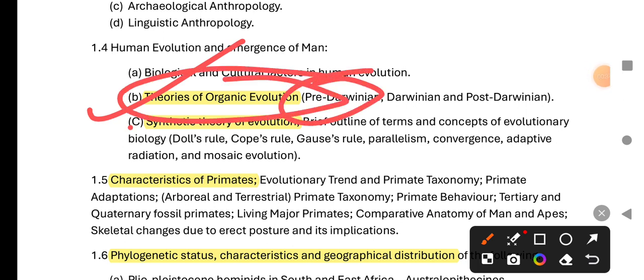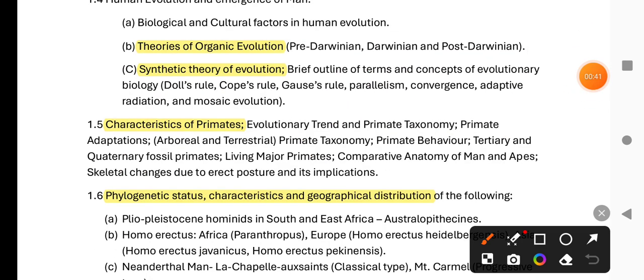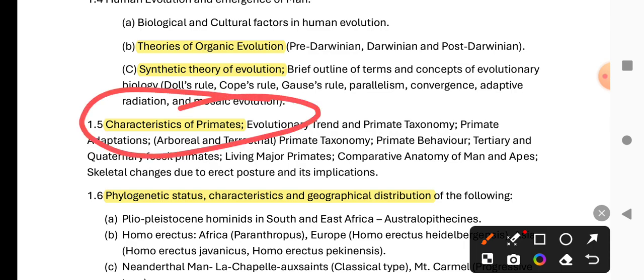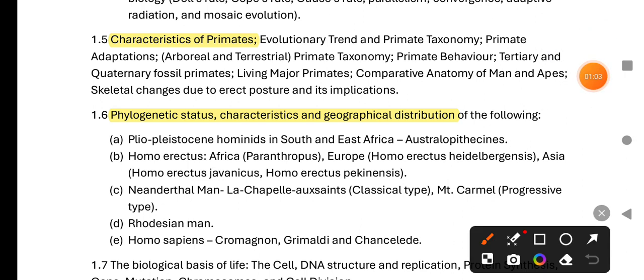evolution, that is pre-Darwinian, Darwinian and post-Darwinian. That means what Lamarck and Charles Darwin gave: the concept of the theory of evolution, natural selection as well as variation, and use and disuse of the Lamarckian theory. Okay, and then we will move to characteristics of primates and how primates evolved and their characteristics.